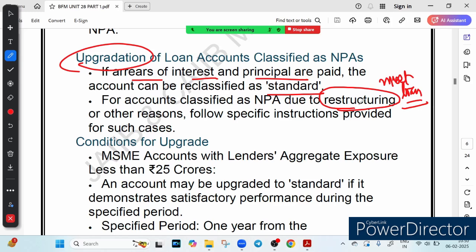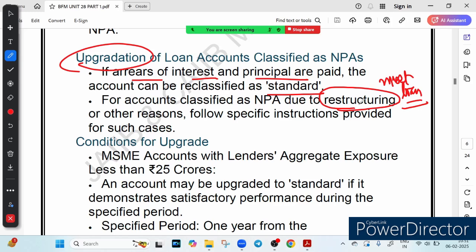For most loans, if the borrower has paid the unpaid interest and principal, then it can immediately be classified as standard. But for those loans which have been restructured, there are different criteria. So what is the learning? The learning is that just paying back the due amount does not always mean an instant upgrade. It depends on the loan type.